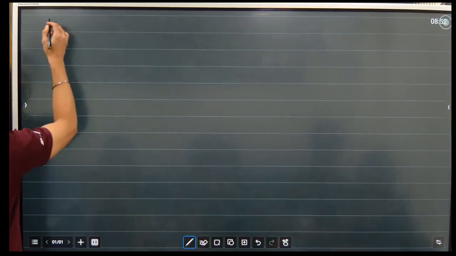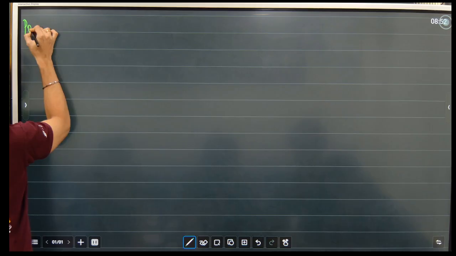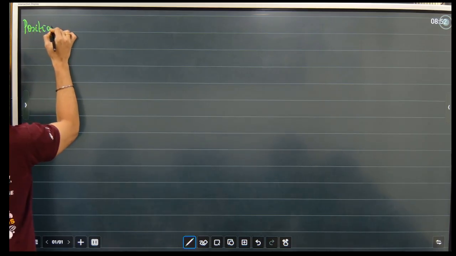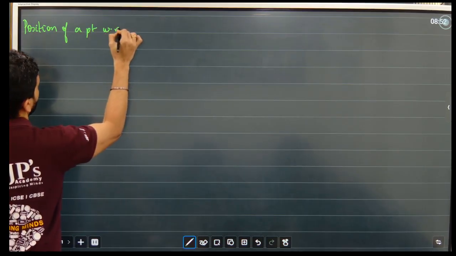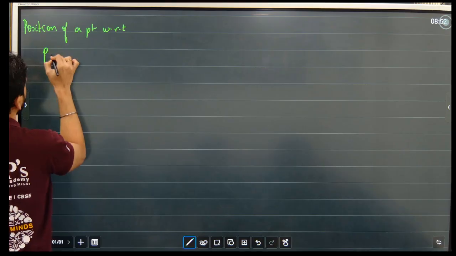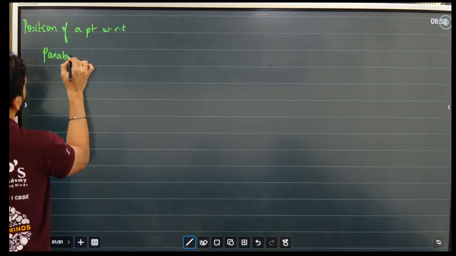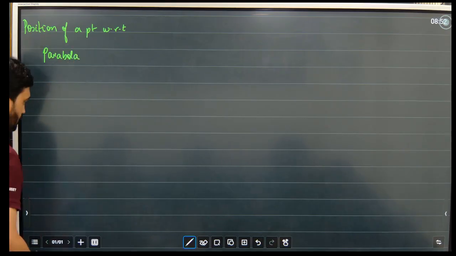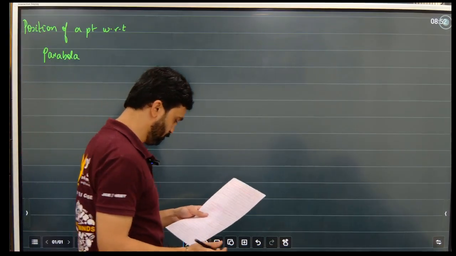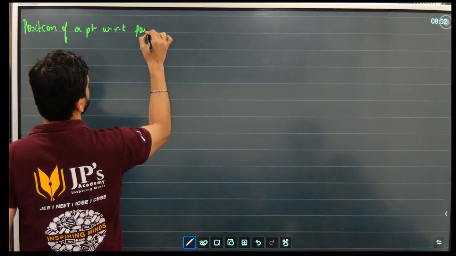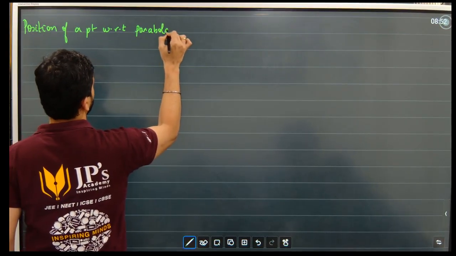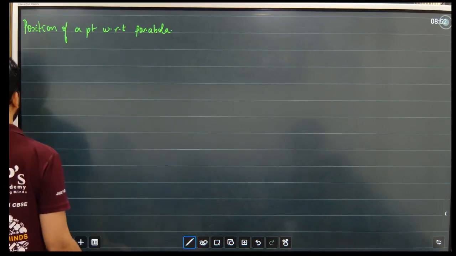Position of a point with respect to a parabola.